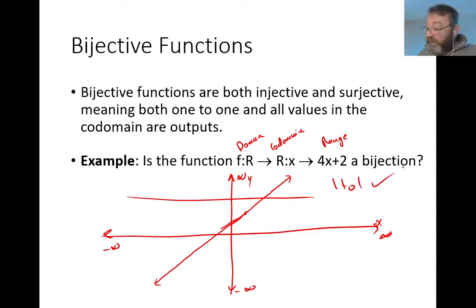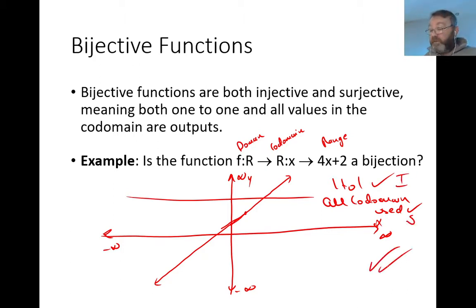And the last thing to check is, is all my codomain used? And the answer is yes. So if there's a one-to-one between your x's and your y's, and all the codomain values are used, both injectivity and surjectivity are present, meaning yes, it's a bijective function.